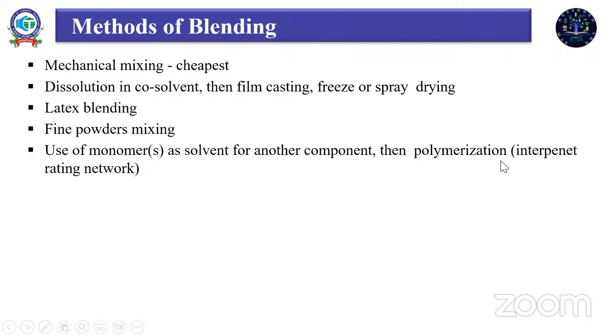This technique we call an interpenetrating polymeric network. Interpenetrating polymeric networks are just materials with interlaces. A general example which I can give you is shoelaces, how your shoelaces are interlaced with each other. That kind of structure is formed, which we call an interpenetrating network.